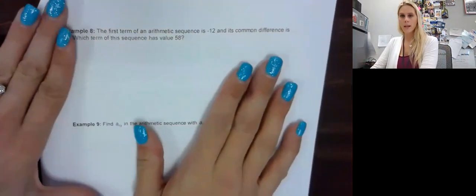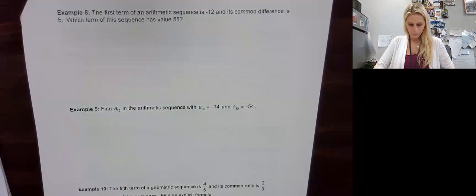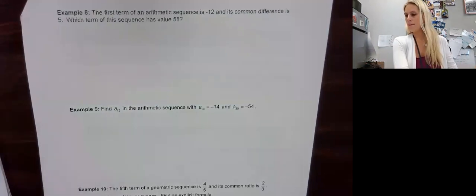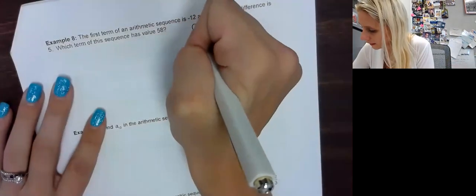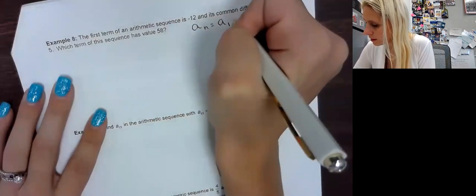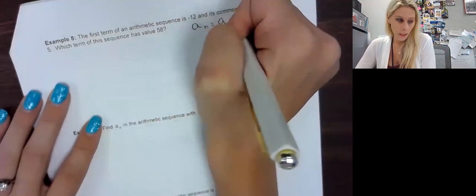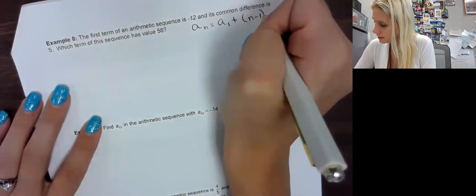All right. What are some other questions that can be put on us? Well, the first term of the arithmetic sequence. Okay, let's look at this. So we're looking at a subset n equals a subset 1 plus n minus 1 times d.